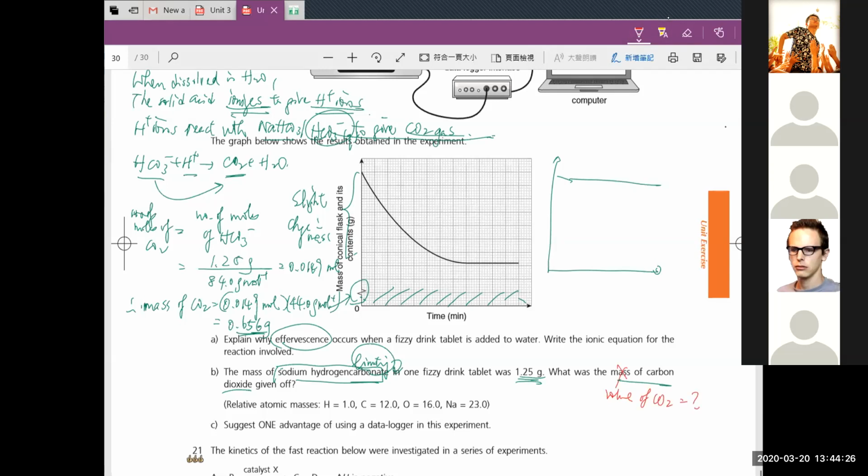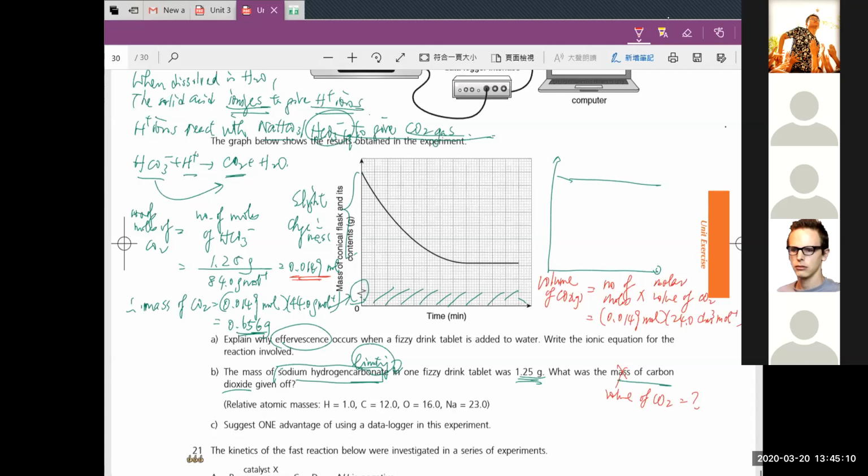I change it. I want to ask you the volume of CO2. So how to calculate? Use this to continue. How? Volume of CO2 gas is equal to what? Number of moles times 24.0 dm cube per mole. We call that the molar volume of CO2. So it is 0.0149 mole times 24.0 dm cube per mole.